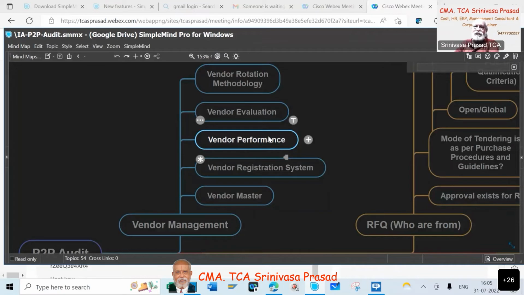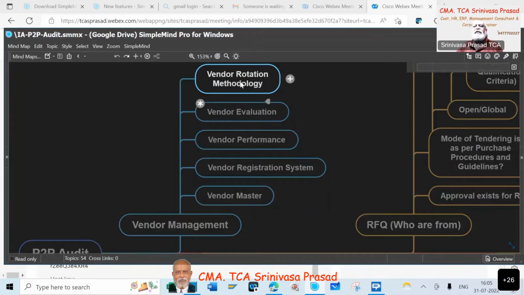See, if your system is foolproof and completely documented, nobody is going to raise a finger on your system or on the officials in the organization. So we should ensure that the system works rather than individuals. That is what matters. Now, what is meant by this vendor rotation methodology? Why should an auditor be worried about it?